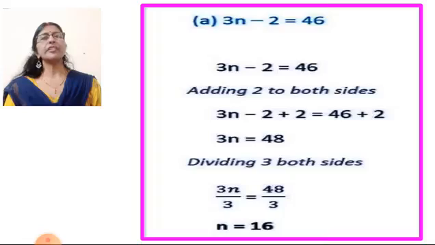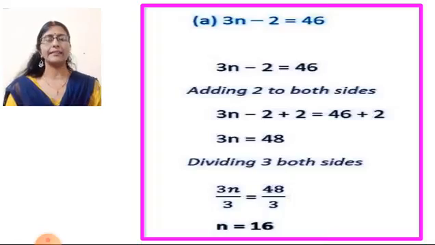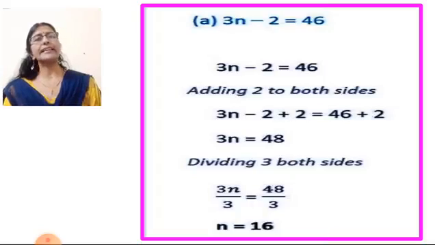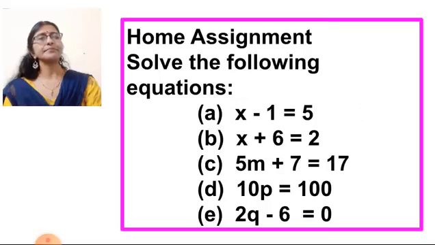Now you have to remove 3 from the variable n. So we will have to divide, because there is a multiplication between 3 and n. So to remove 3, we have to divide, dividing by 3 on both the sides of the equation. So it will be 3n upon 3 is equal to 48 upon 3. Now 3 upon 3 is 1. 1n or n we can write, and 48 divided by 3 is 16. So we got the value of n as 16.